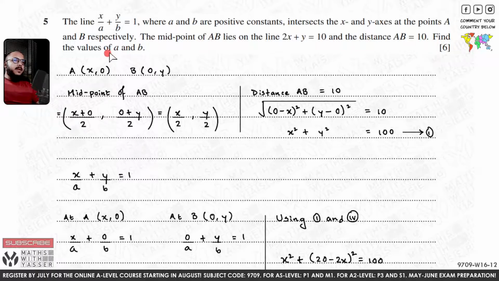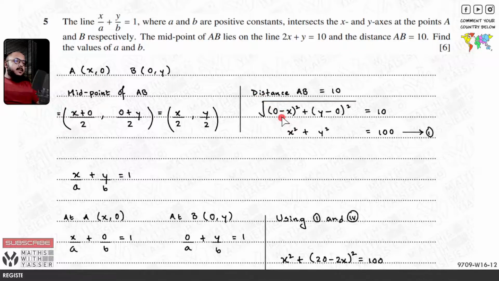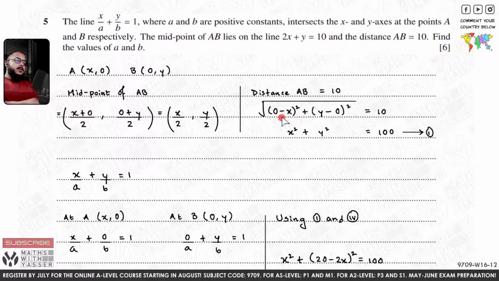We need to find the values of a and b. So since it says the distance of AB is 10, let's find that out as well. For the distance, we will be using the formula square root of (x2 minus x1) whole square plus (y2 minus y1) whole square. So that gives us (0 minus x) whole square plus (y minus 0) whole square equals 10. Now if we square both sides to get rid of the square root, we get x square plus y square equals 100. Let's call this equation 1.